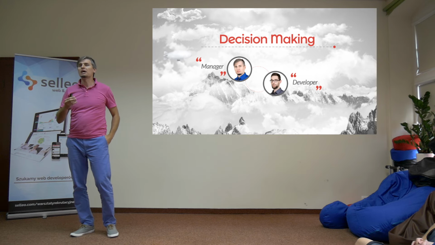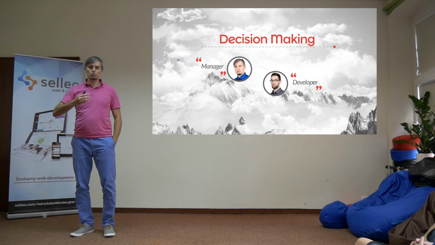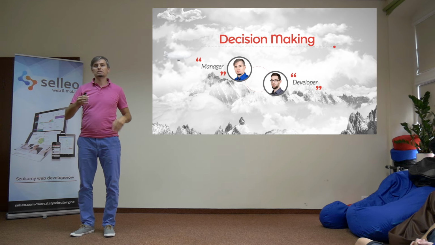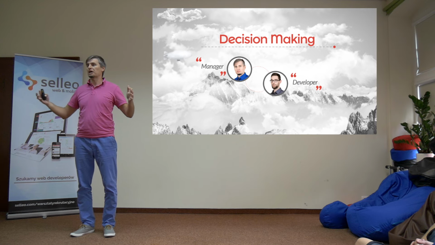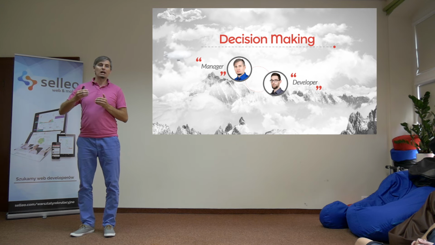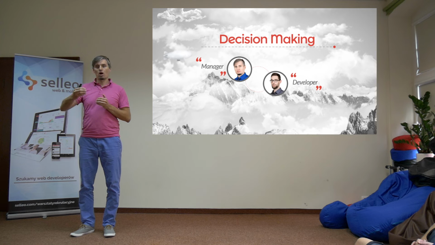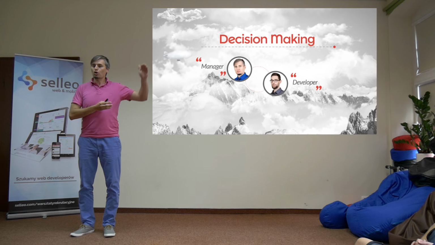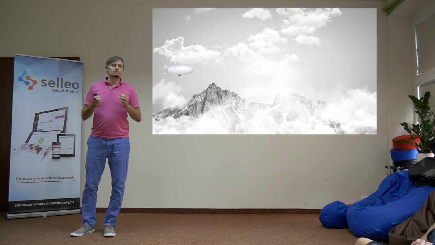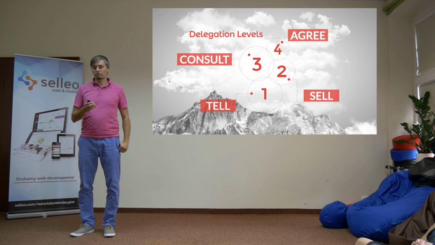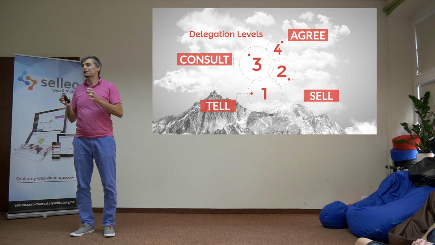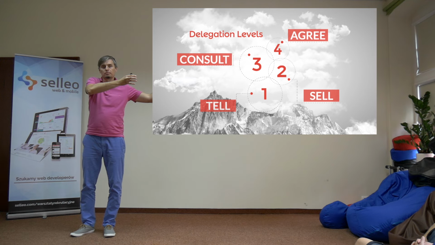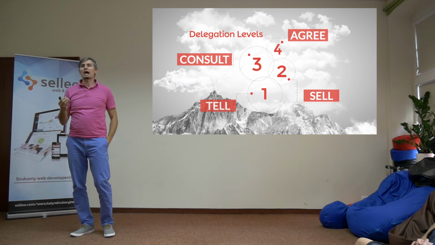It was aimed to allow a manager to share some kind of power and also responsibility with his or her team, and to allow the team to be self-organized. So the structure we'll go through now is from the manager's perspective, and there are 7 levels of delegation. The higher the number, the more power goes to the team. So level number 1 is tell.